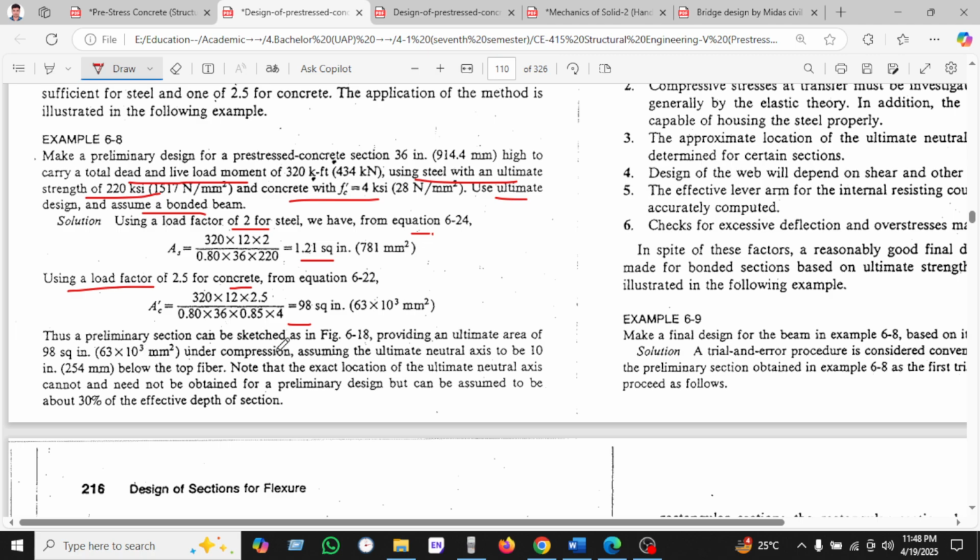Using the load factor 2.4 for concrete, using this formula we found the steel here. This is the preliminary section sketch figure, and the provided ultimate area is given as 98 square inches under compression, so remember it. Assume the ultimate neutral axis to be 10 inches below the top fiber, and note that the exact solution of the ultimate neutral axis cannot and need not be obtained in the preliminary design, but assume it to be 30% of the effective depth of the section. This is the assumption, so keep it in mind.